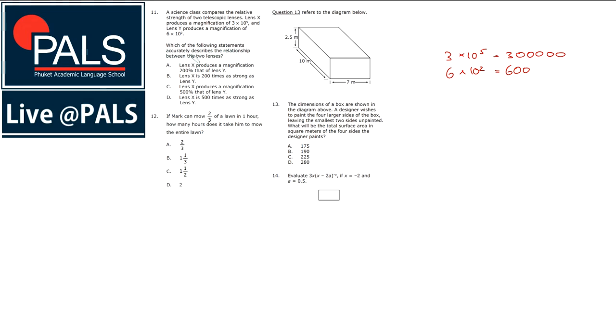Which of the following statements accurately describes the relationship between the two lenses? Lens X produces a magnification 200% that of lens Y. Lens X is 200 times stronger as lens Y. Lens X produces lens X 500 times stronger.